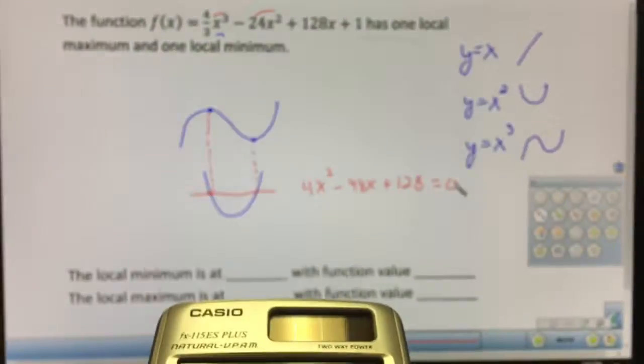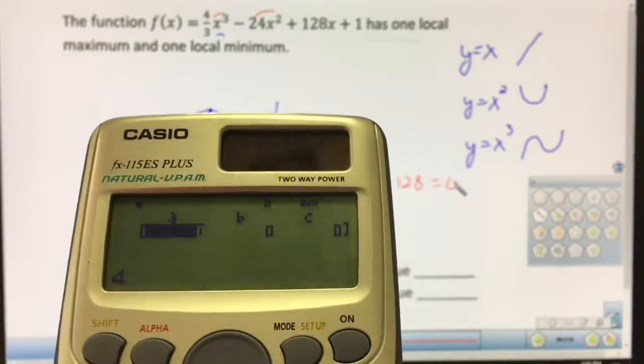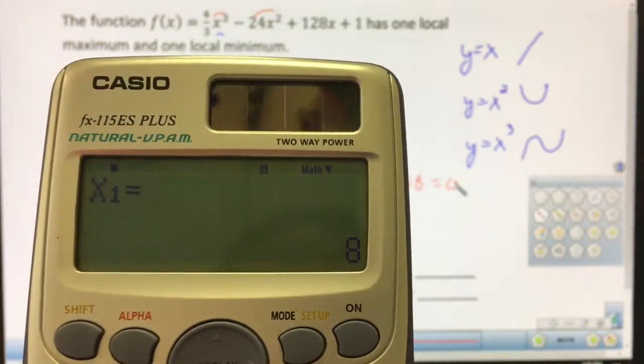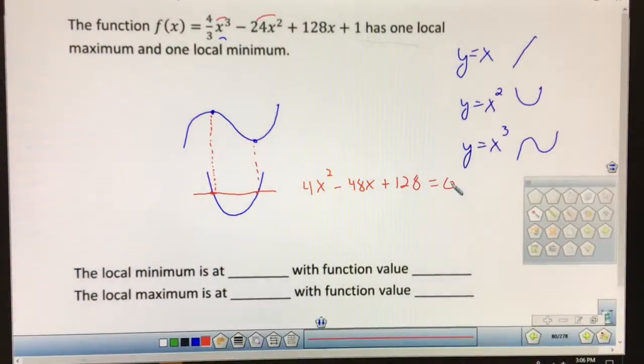When I modify 3, it'll solve that quadratic. So I'm going to type in the leading coefficient 4 equals, negative 48 equals, and 128 equals. My x sub 1 is 8. My x sub 2 is 4. I got 8 and 4.